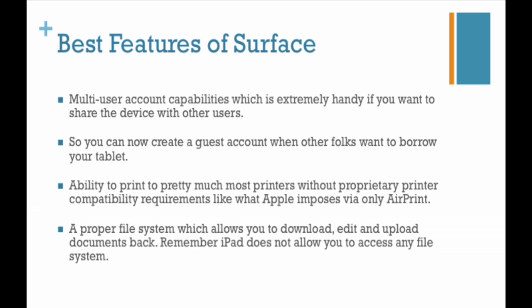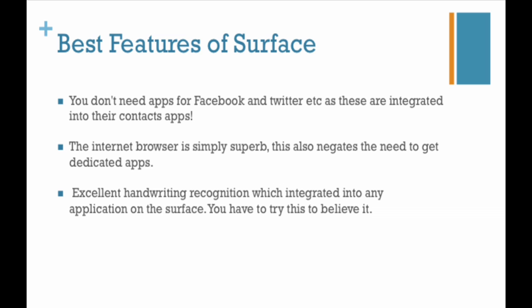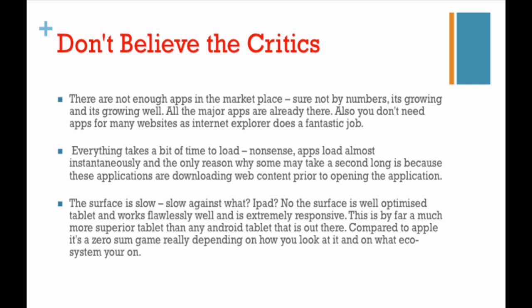Now obviously you've got multi-user account capabilities, which is awesome because that means you can have one tablet and share it across the entire family, and you have the ability to print to pretty much any network printer or even a USB printer. And now you've also got the ability to have a look at your own file system to keep your files organized, which other tablets don't really allow. And then of course you don't really need applications for a lot of the social stuff like Facebook and Twitter because it's all integrated over there. The internet browser is obviously brilliant, and then you've got excellent handwriting recognition, which I showed you right towards the end of the demo.